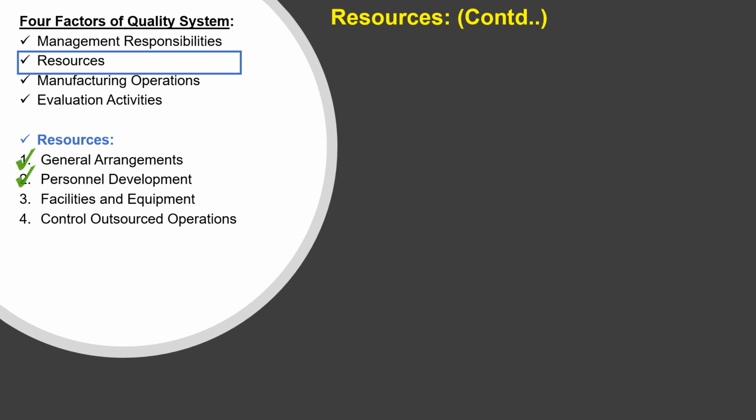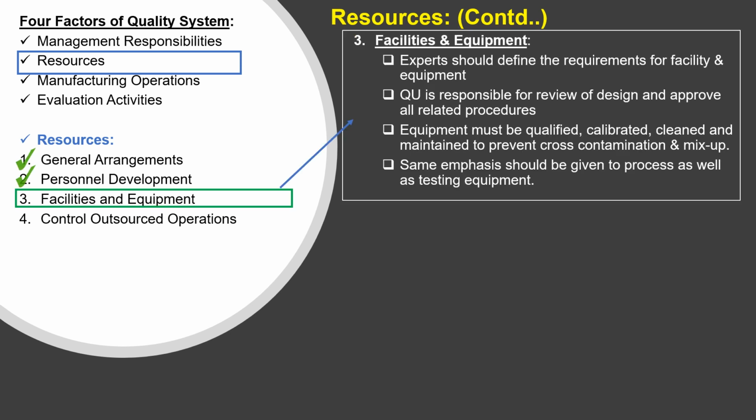After seeing the first 2 points under resources, let us now move to the facility part. The facility and equipment experts should define the requirements for the facility and equipment. The quality unit should be responsible for review of all the designs and approve all the related procedures for handling the equipment and the facility.